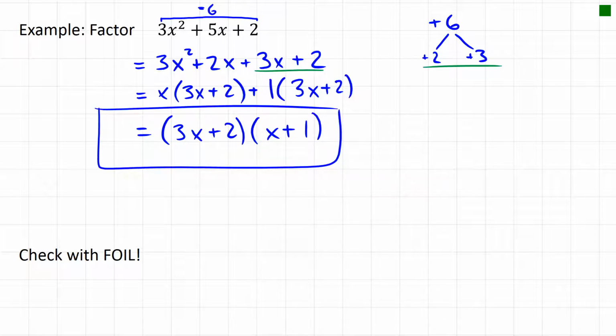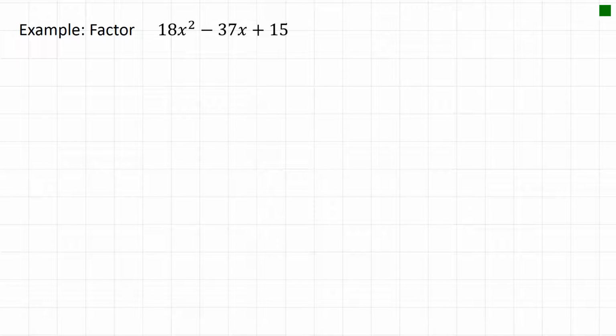Once you get quick with the steps, it actually becomes a pretty quick process. And the last thing to do, check with FOIL. 3x squared plus 3x plus 2x plus 2, since 2 times 1 is 2. And that simplifies to 3x squared plus 5x plus 2. Perfect. The last example I wanted to show you is what happens when these numbers get a little bit bigger.